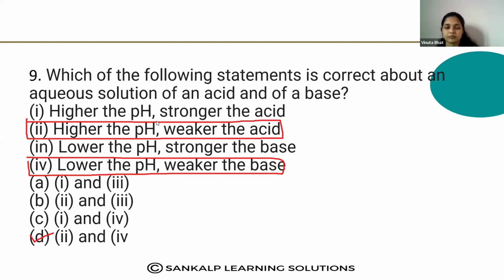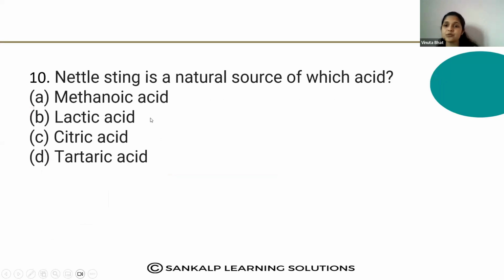Next question. Nettle sting is a natural source of which acid? Methanoic acid, lactic acid, citric acid and tartaric acid. Here the correct option is the methanoic acid. Lactic acid is present in curd, citric acid is present in the citrus fruits and tartaric acid is present in the tamarind.